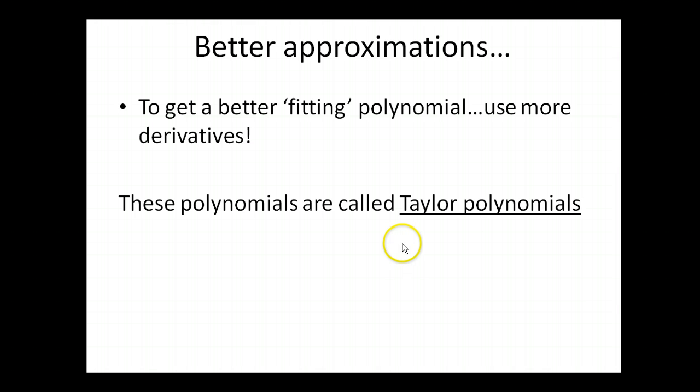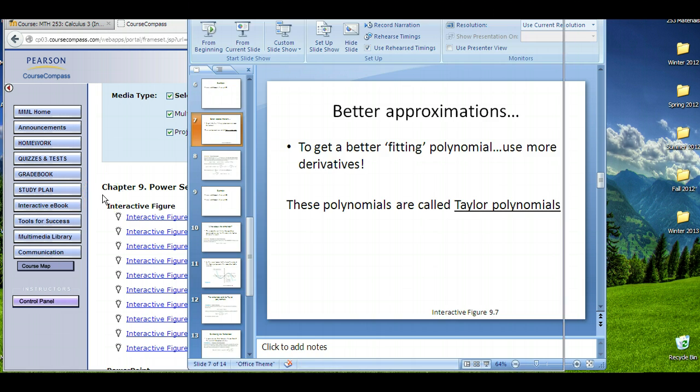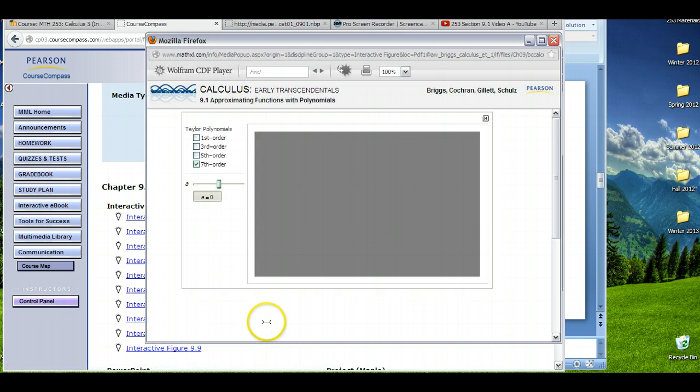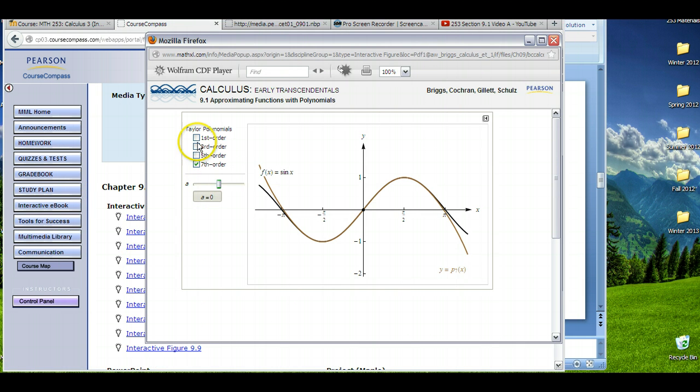Just to give you an idea of what this would look like, let's look at one of our figures from our textbook that actually moves. So here's the graph of sine of x, and what I'd like you to notice is that we're going to approximate the function sine at 0, because here a is equal to 0. So what does the first order approximation look like?